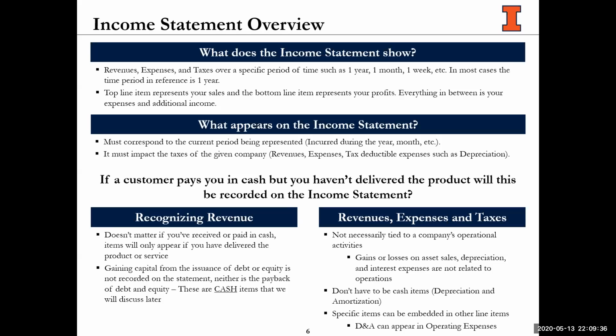Another thing is it needs to be tax deductible. So a lot of things that we'll see throughout the course and even talk about today are not always tax deductible. So for example, if you buy a property or a piece of equipment, that's not tax deductible. So you won't see that on the income statement. However, you will see depreciation or expenses on the income statement because that reduces your taxable income. And that's why it shows up on the income statement.